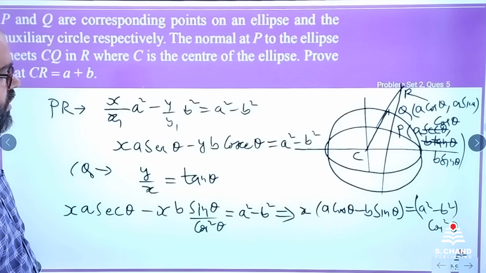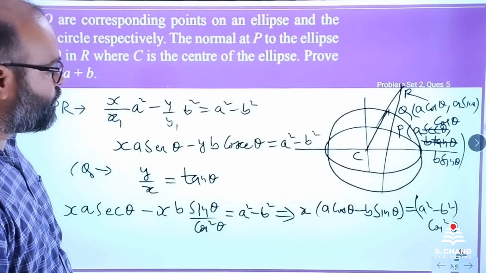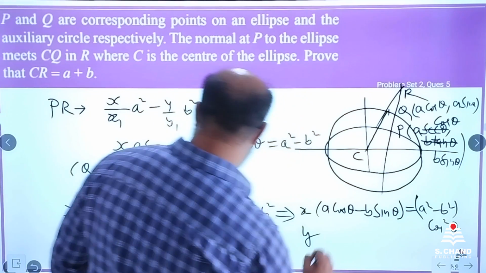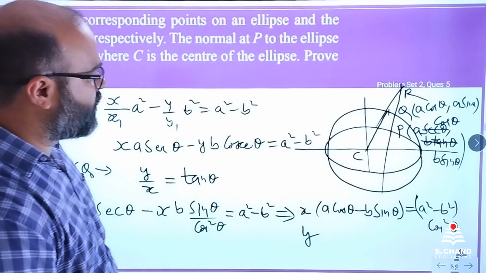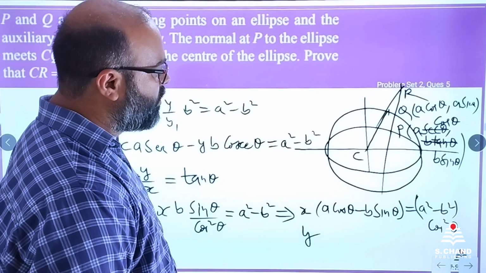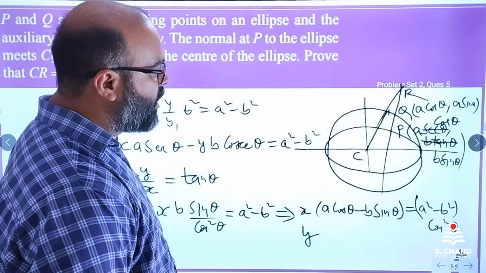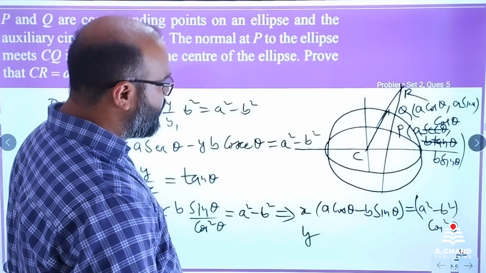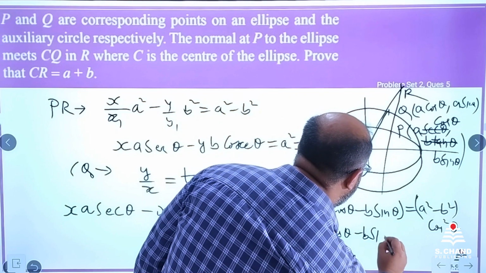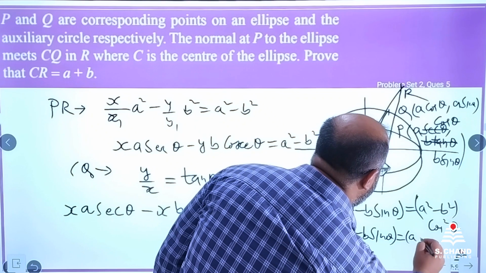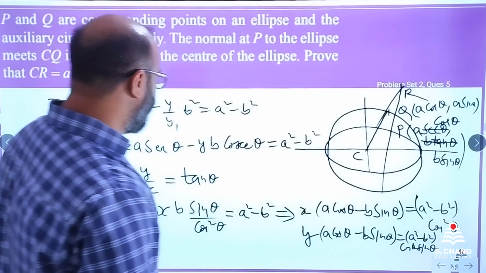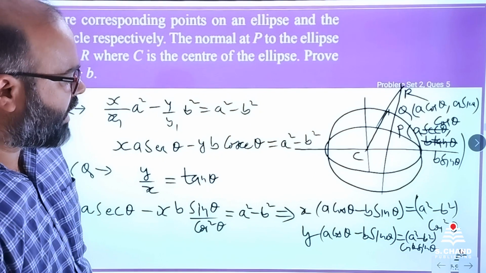So this is this. Now from here you find the value of x. Now you can also find the value of y. So y would be correspondingly x tan theta. So if you find x tan theta, you will put there tan theta with multiplication. So it will become like this: a cos theta minus b sin theta is equal to a square minus b square cos theta sin theta. As you can check, if you divide y by x, you will get tan theta.